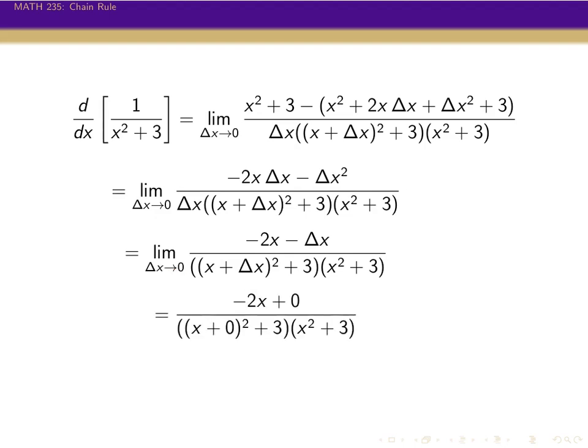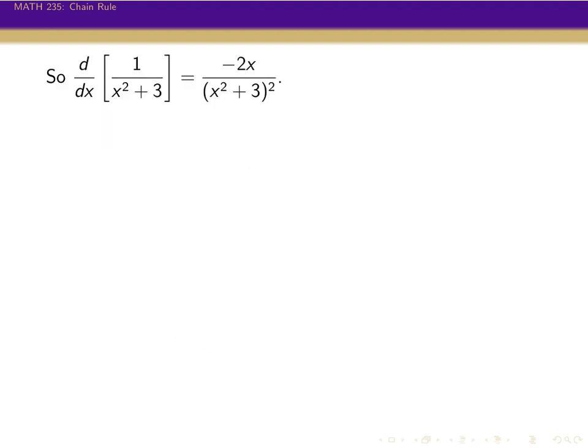And we end up with minus 2x plus 0 over (x plus 0) squared plus 3 squared. So these two terms in the denominator are the same, and so we can simplify that just to be (x squared plus 3) squared. And so our final answer is the derivative of 1 over x squared plus 3 is equal to minus 2x over (x squared plus 3) squared.